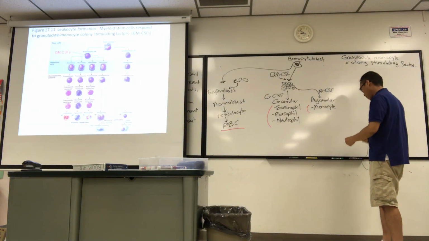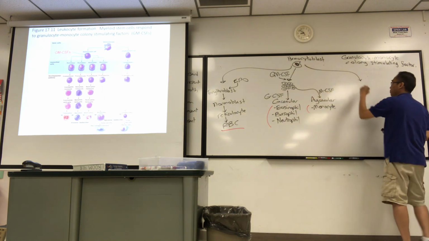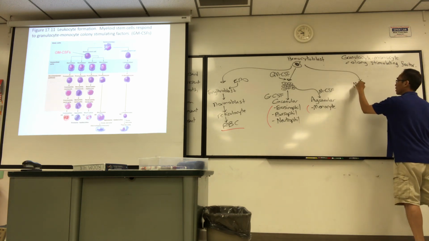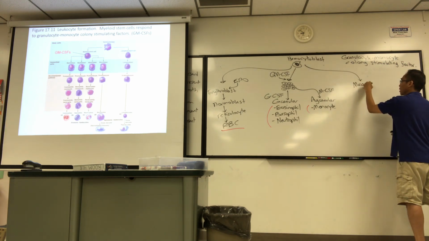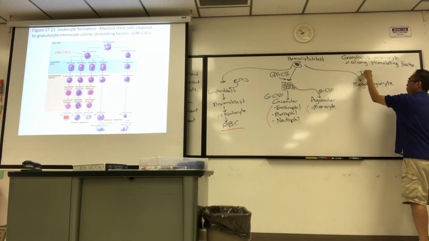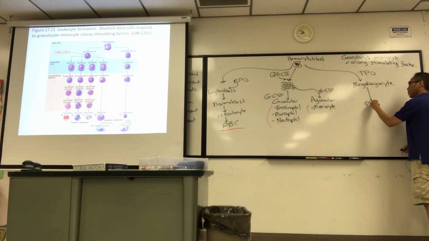So let me add one more thing. There's a cell called the megakaryocyte. TPO, thrombopoietin. I won't even write it out. I always go by TPO, like EPO. That's a stimulating factor that will stimulate the hemocytoblast to form the megakaryocyte. And those will give rise to the platelets, or thrombocytes.